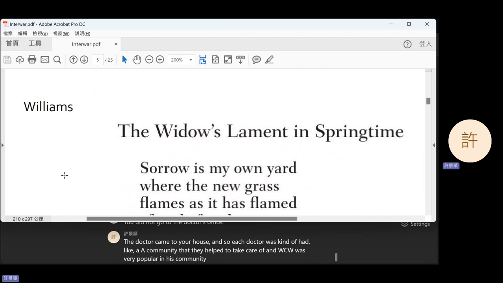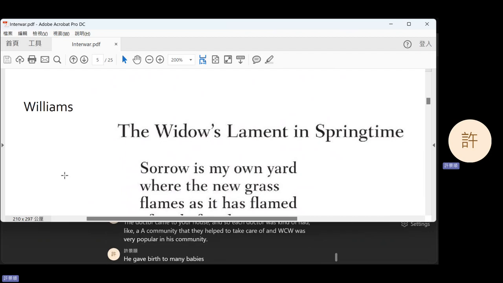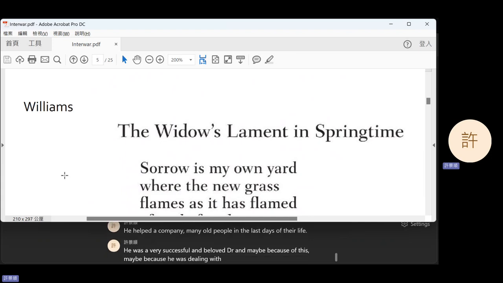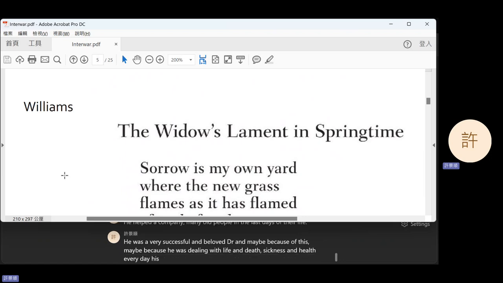He gave birth to many babies. He helped treat many sick people. He helped accompany many old people in the last days of their life. He was a very successful and beloved doctor. And maybe because of this, maybe because he was dealing with life and death, sickness and health every day, his poetry is very vivid. His imagery is very strong.